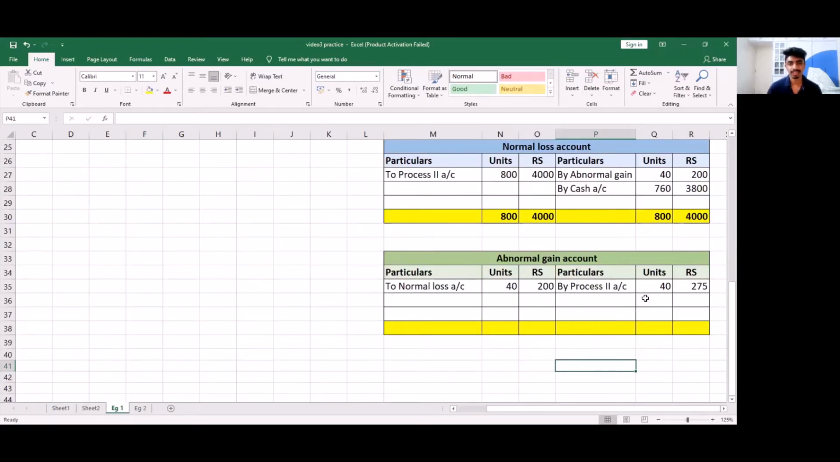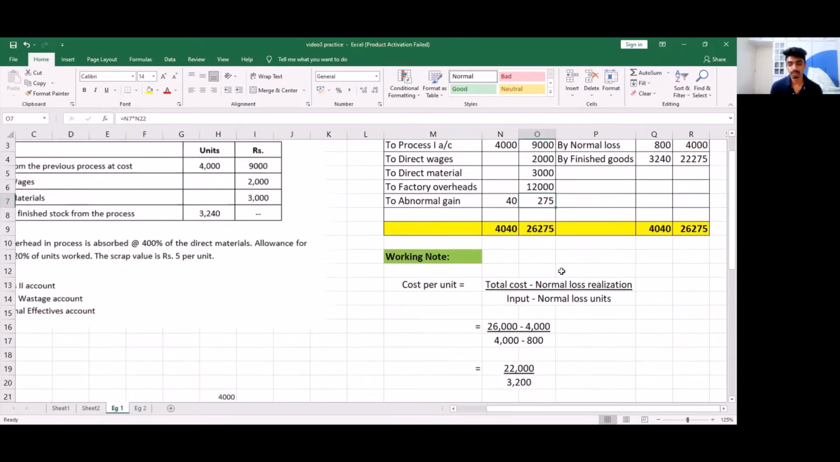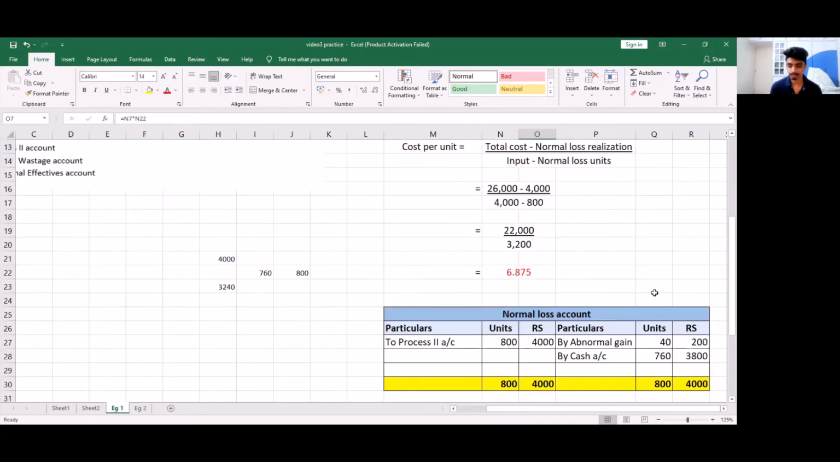So now we have transferred from process 2 account to abnormal gain account. And we know that these goods are going to go on to become finished goods because they're not a scrap. They're not the normal loss. These are good goods that are going to go on to become finished goods. So if you've noticed, when we calculated the amount or value for the abnormal gain, we took the cost per unit, same as the cost per unit for our finished goods.